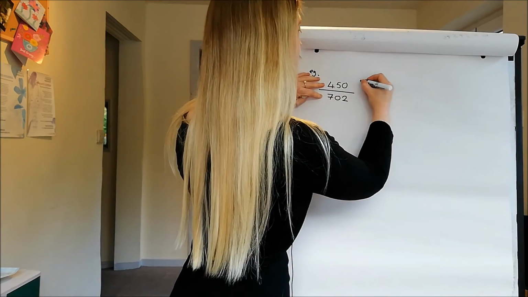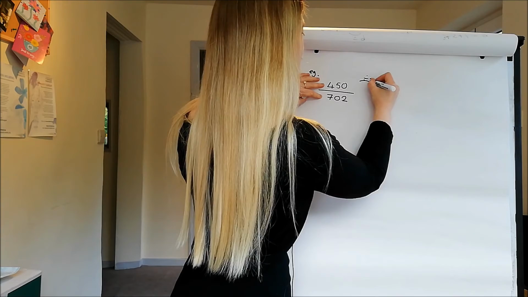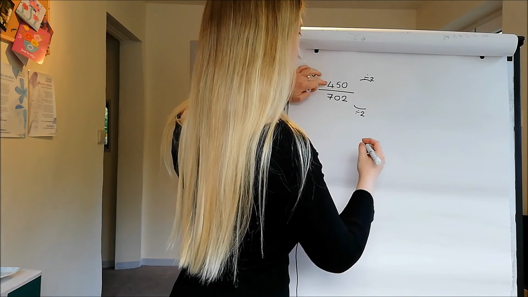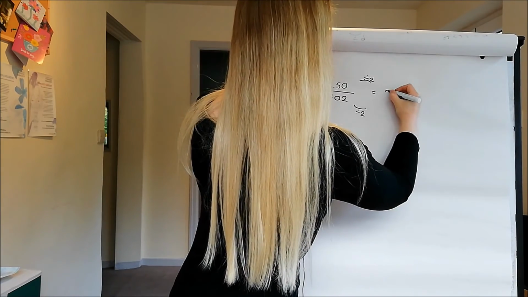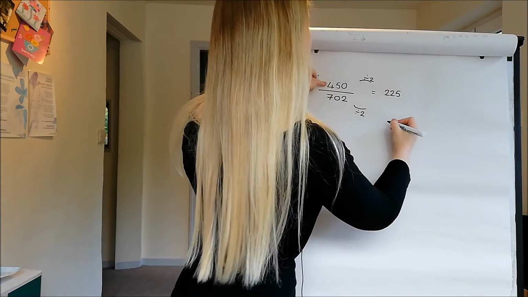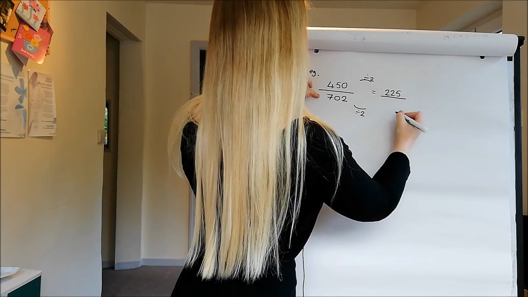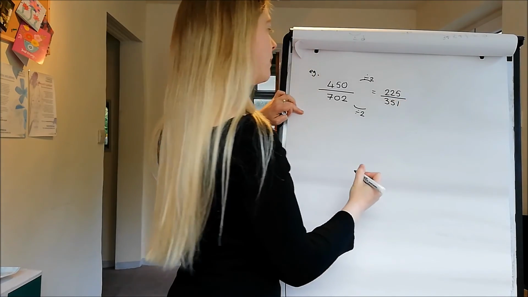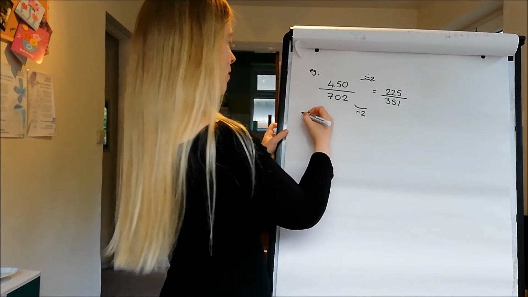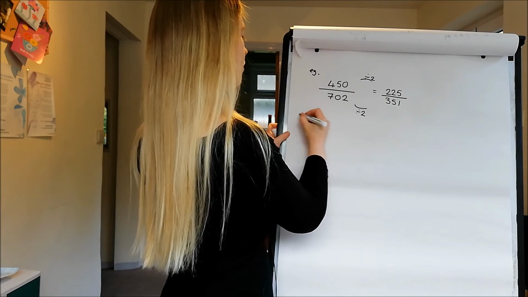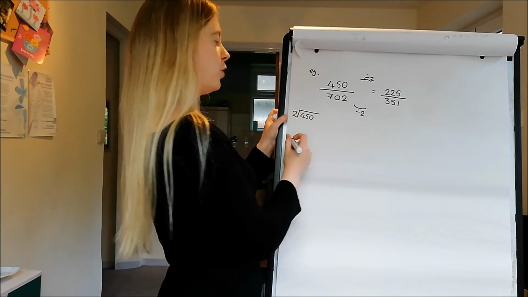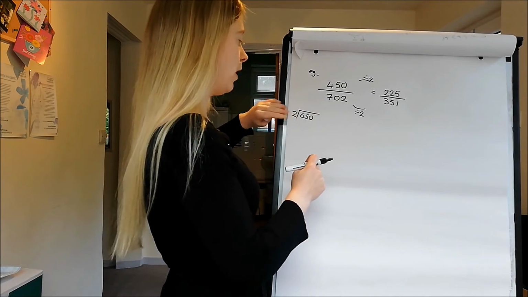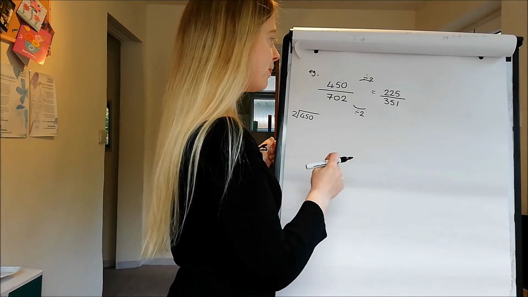So in this case, both of these are even, so I can definitely divide each of them by 2. And if I divide that one by 2, I'm going to get 225. And if I divide that one by 2, I'm going to get 351. And if you didn't know that off the top of your head, then you could set it off bus stop style off to one side. So that's another reason why it's important to be able to confidently divide without a calculator.